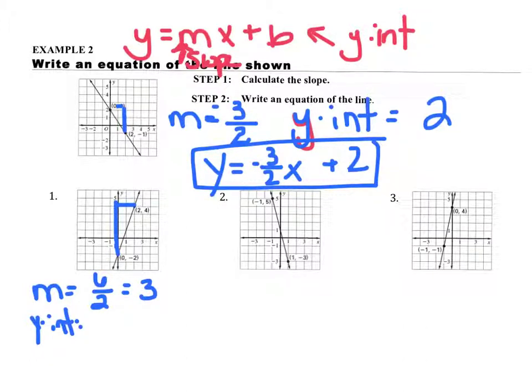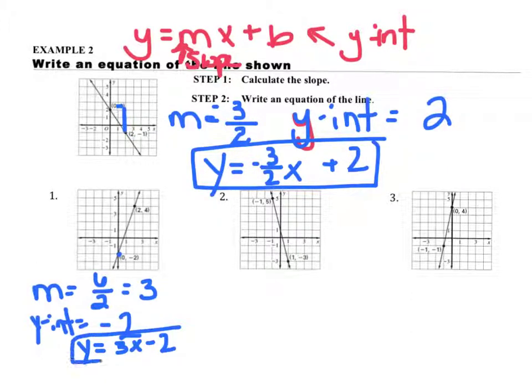And my y-intercept, let's see where it's crossing the y. The y is crossing at the 0, -2. So my y-intercept is right here. It's a -2. All right, so given that, let's go ahead and write our equation. I would have y is equal to 3x minus 2. All right, our next one.